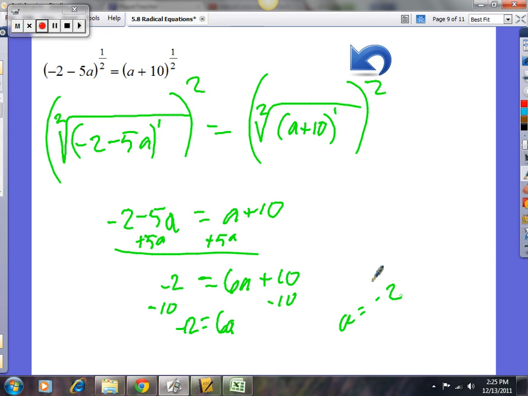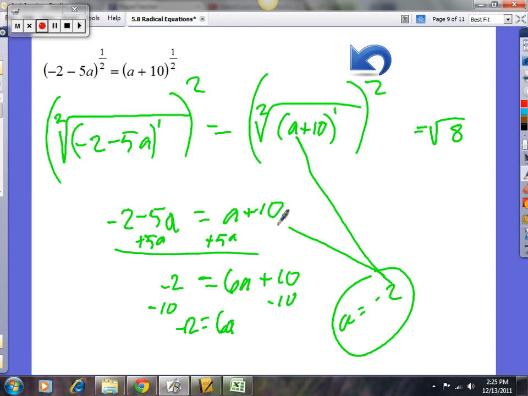Is a equal to negative 2? Yes. Before you circle, plug it in. What's a negative 2 plus 10? 8. So on the right, you got square root of 8. If we get square root of 8 on the left, what's negative 5 times negative 2? Positive 10. What's 10 minus 2? 8. So on the left, you also got square root of 8.